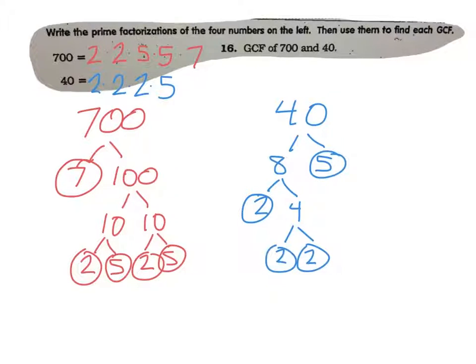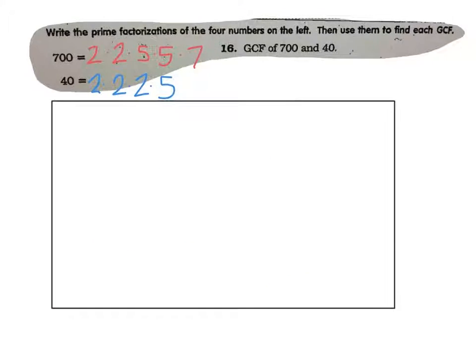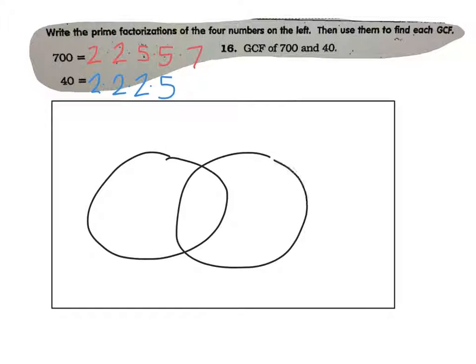Now I'm going to go to my Venn diagram. Make a Venn diagram with two big circles, plenty of room in the middle. This is going to be my 700 circle, and this is my 40. I'm looking for first the numbers that they both have in common. So they both have this 2, and they have this 2, and they have a 5 in common.